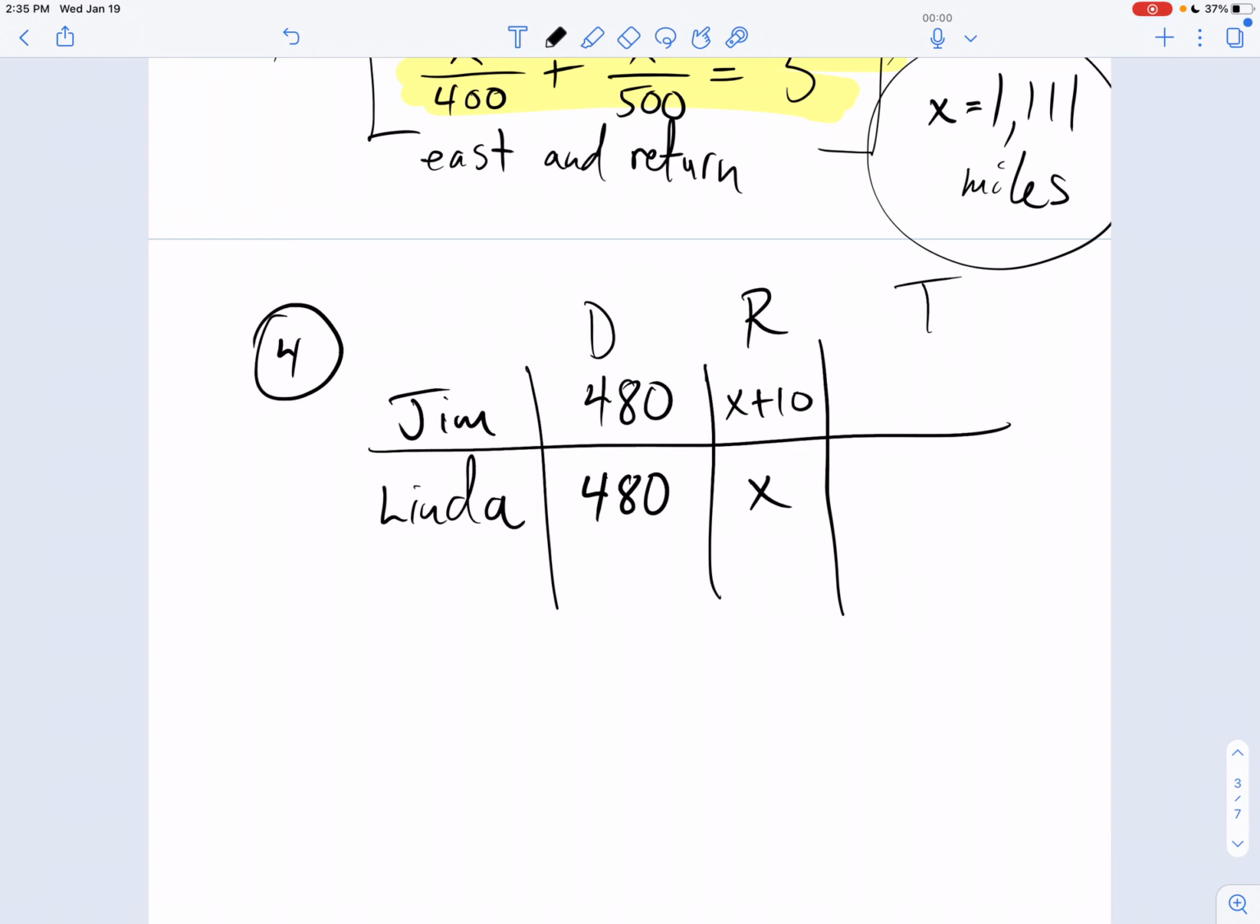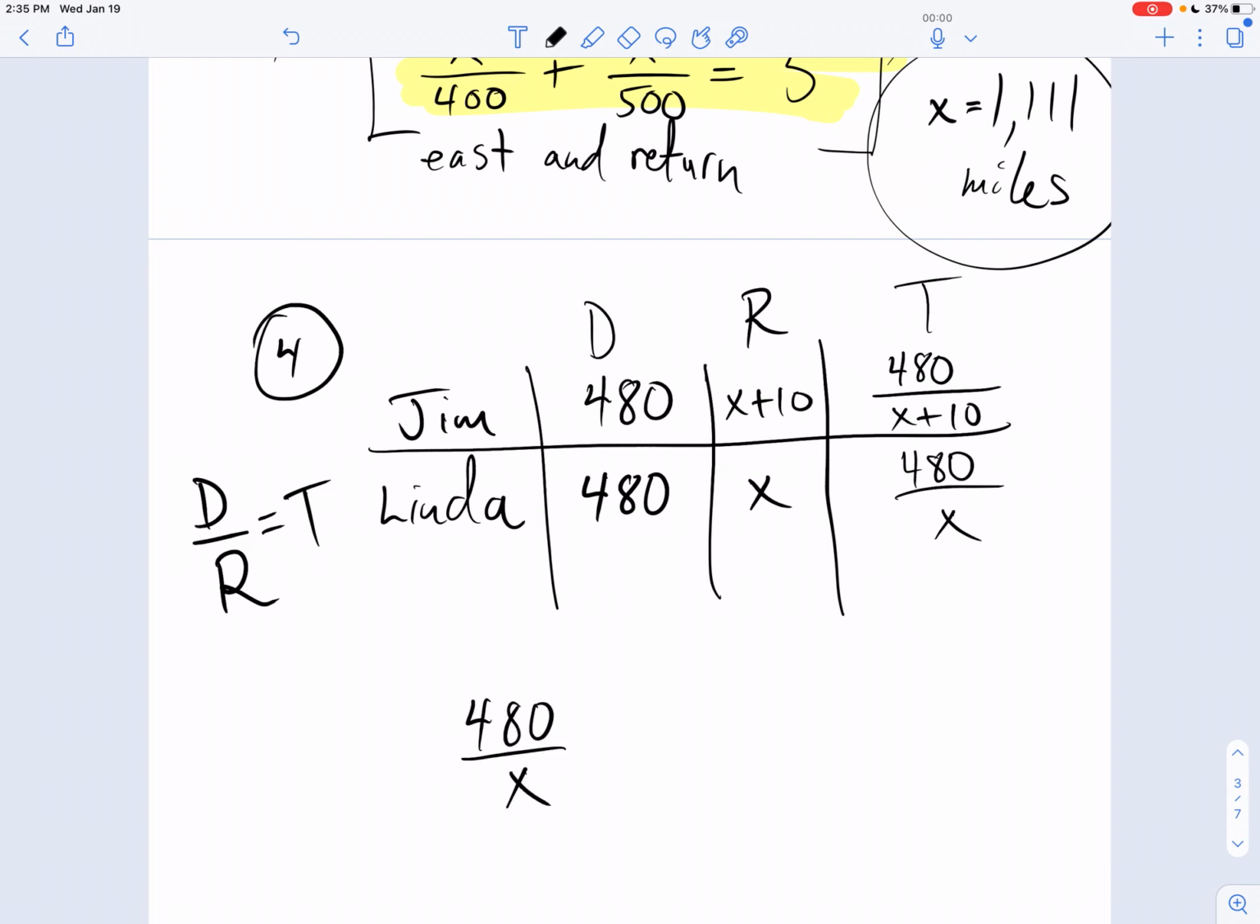Hey, it looks like I have enough stuff to have the doctor tell me the time. So I'm going to do 480 divided by x plus 10. Then I'm going to do 480 divided by x. And I know that Jim is not exactly equal to Linda when it comes, that's Jim and Linda.